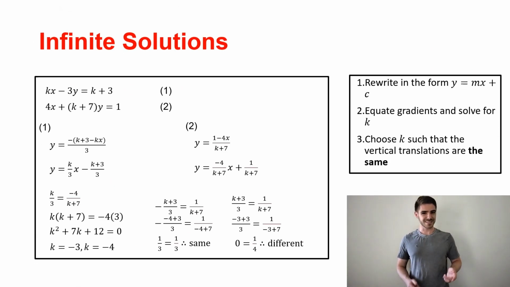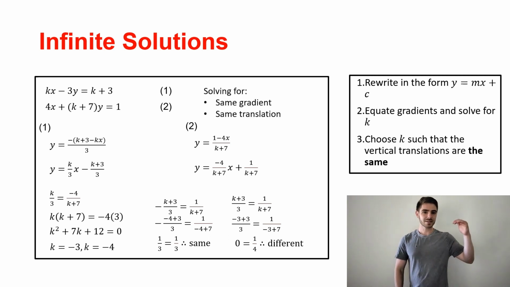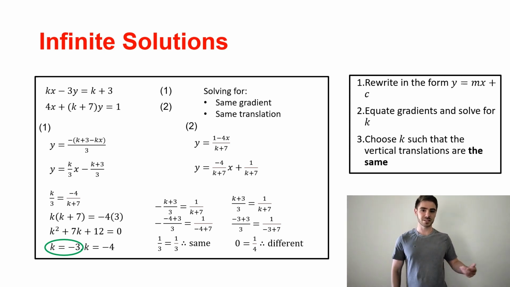Solving for infinite solutions isn't much different to when we solve for no solutions. In the case of infinite solutions, it means that both lines completely overlap. That means that equation 1 is the same thing as equation 2. This means that we want the same gradient and the same vertical translation. In fact, we already found the answer to this previously. When we substituted k equals negative 3 into the vertical translations, we found that they actually became the same. So, k equals negative 3 gives us the same vertical translations as well as the same gradient, which is what we need for infinite solutions. So the answer for this question is going to be k equals negative 3.